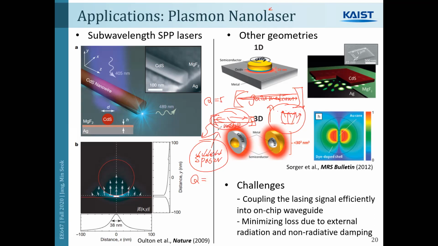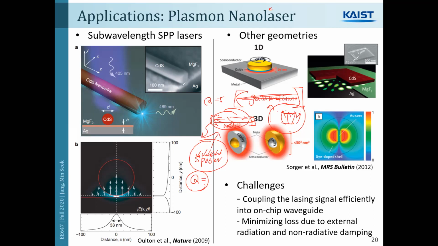Okay, so typically to create a laser, the cavity Q factor is a few thousand or a few tens of thousands, or even higher than that. But because plasmons are lossy, it's pretty difficult to obtain a high Q factor with plasmonic waves. A Q factor of a few hundred is already very challenging, and that's why a spaser is not that easy to realize.